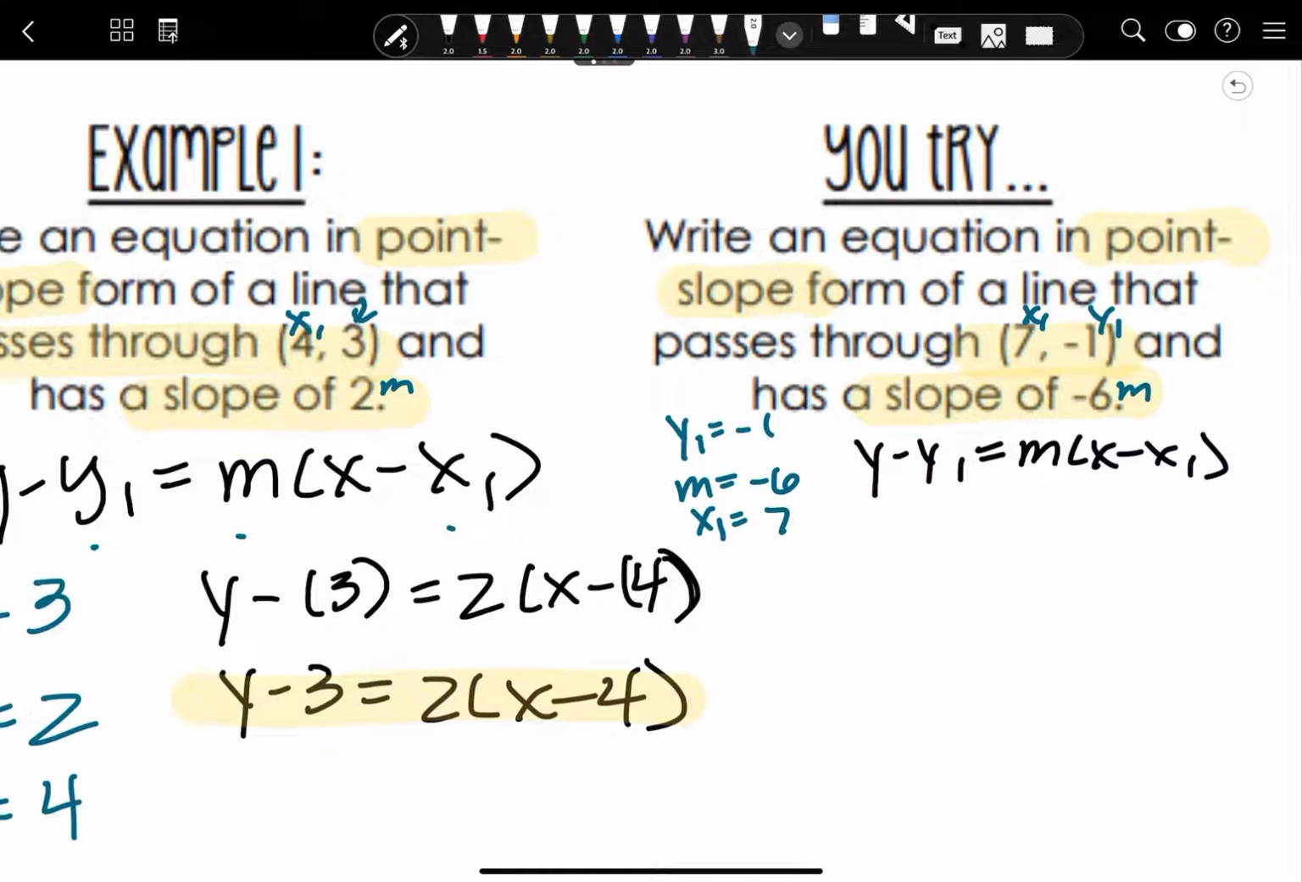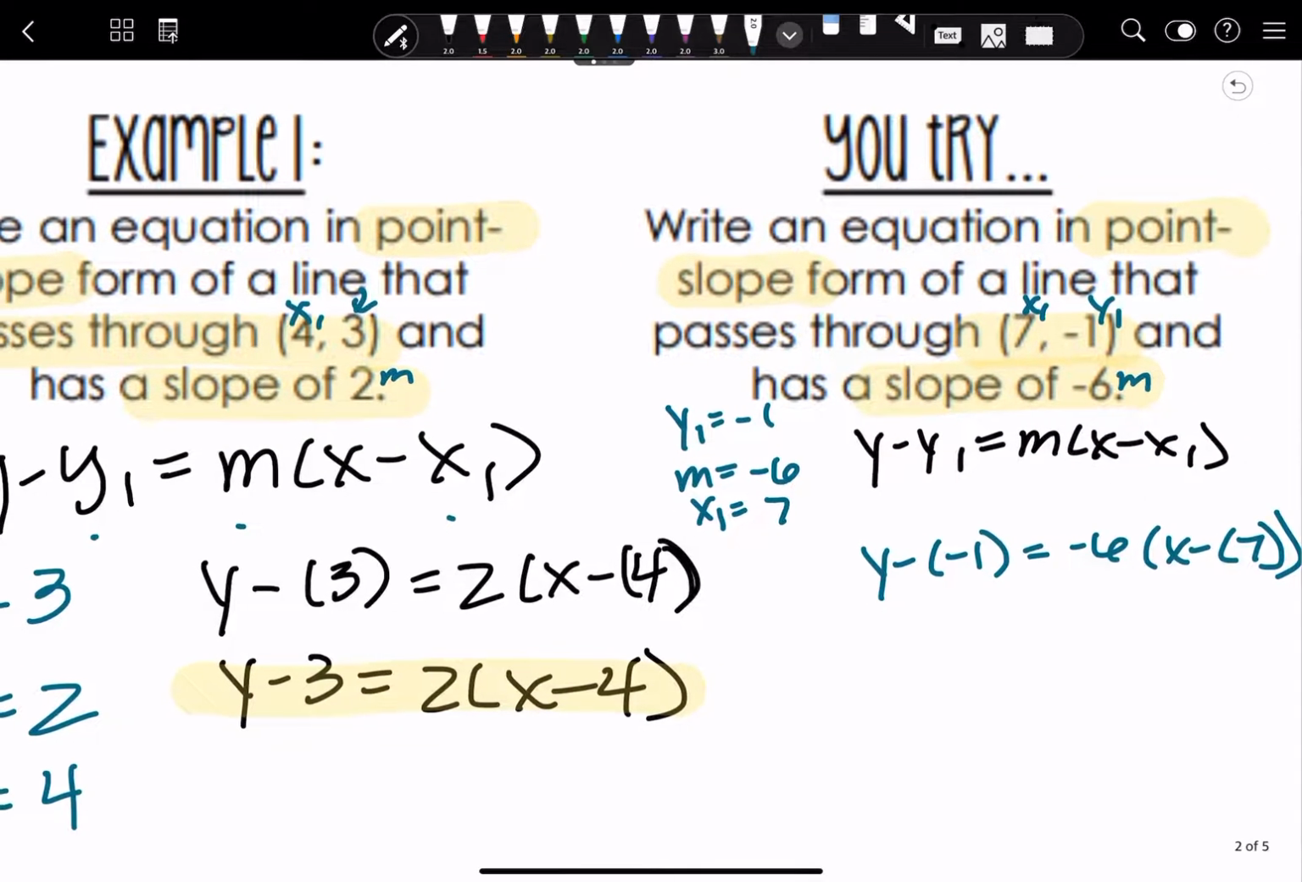All right, so y minus a negative 1. Notice I'm using parentheses to drop it in. Negative 6 times x minus 7. This one is not final, and that's because we've got two negatives here. So you're going to do y plus 1 because that's what ends up happening. And you can see that it makes this big plus sign right here anyways. Equals negative 6 times x minus 7. And this right here would be your final answer.